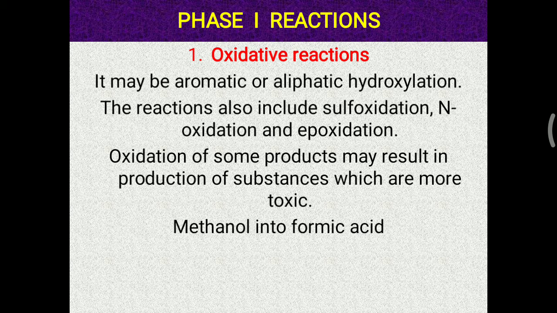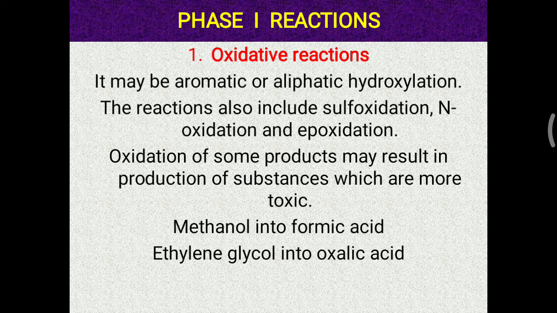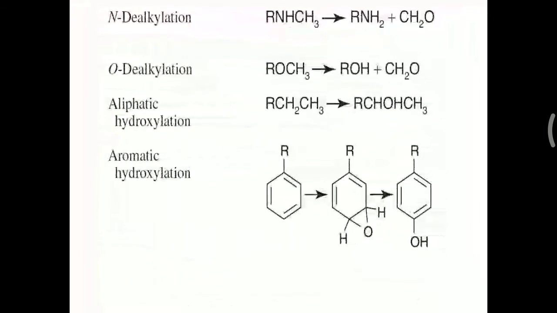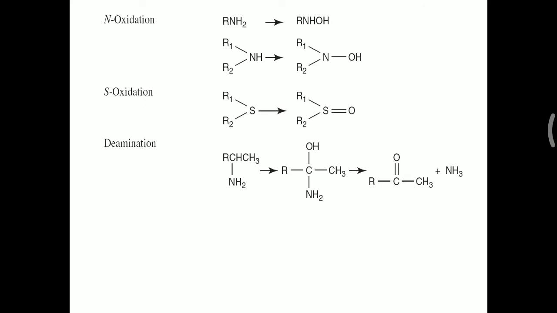Methanol is converted into formic acid. When this oxidative process generates formic acid, it sometimes creates more adverse effects as compared to methanol. Ethylene glycol into oxalic acid is also an important oxidative reaction. N-dealkylation, O-dealkylation, aliphatic hydroxylation and aromatic hydroxylation are all oxidative processes of phase 1 reaction. Other examples are N-oxidation, where oxygen is added over the nitrogen, S-oxidation, where an oxygen is added over the sulfur, and sometimes deamination, where the amino group is removed in the form of ammonia. These are all important oxidation processes.